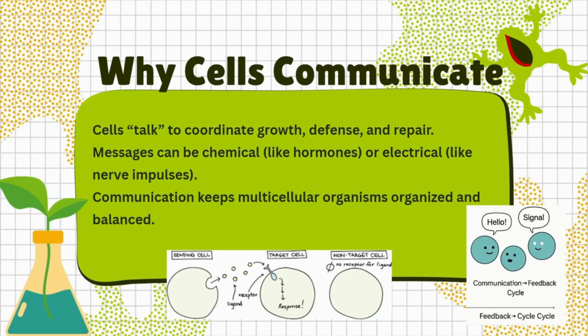Cells don't just float around doing random stuff. They talk to each other to coordinate things like growth, defense, and repair. They send chemical messages like hormones or electrical messages like nerve impulses. This communication keeps multicellular organisms like us organized and balanced.